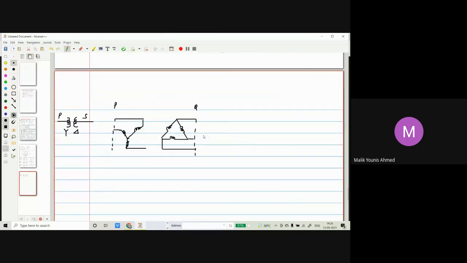Wrong. What will happen to 1 dash, 2 dash? 1 dash, 2 dash will be closed.